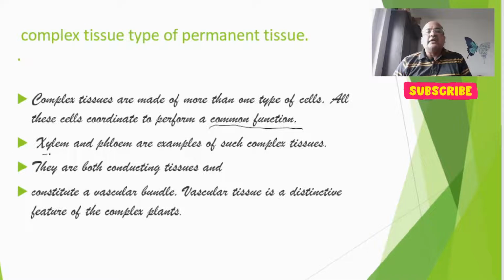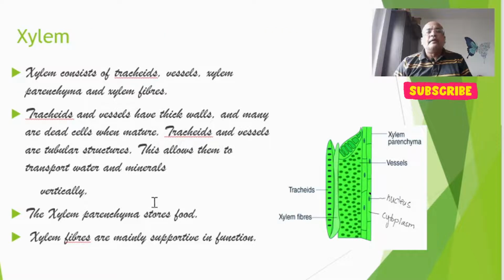So we know that xylem and phloem are examples of such complex tissues. They are both conducting tissues. Xylem conducts water, phloem conducts food. They are both conducting tissues and constitute a vascular bundle. A vascular tissue is a distinctive feature of the complex plants. Then let's talk about xylem.